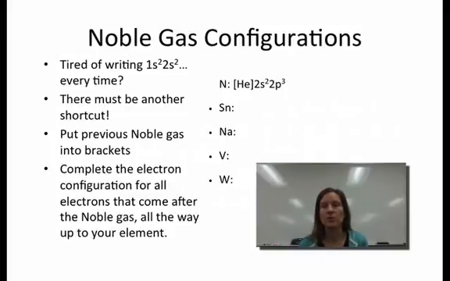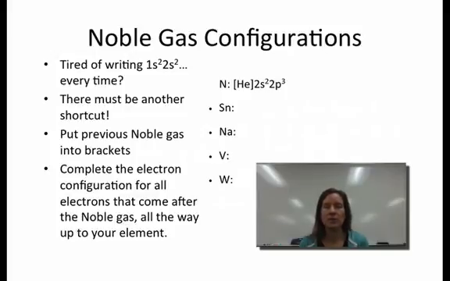And what you do is you put the noble gas that existed before your element in a bracket, and then you write the electron configuration that exists after that noble gas up to the element you're working on. So let me do an example for you guys so you see how this works.